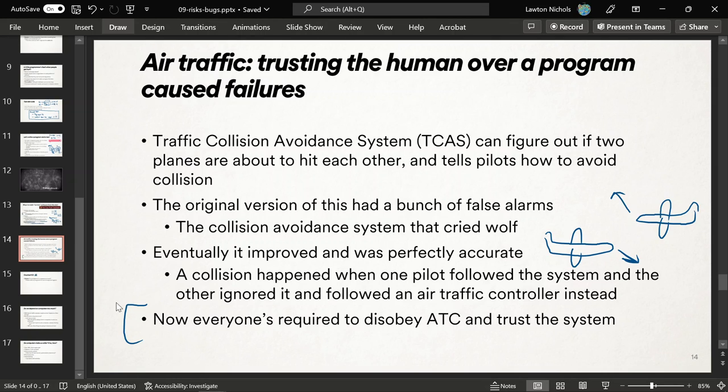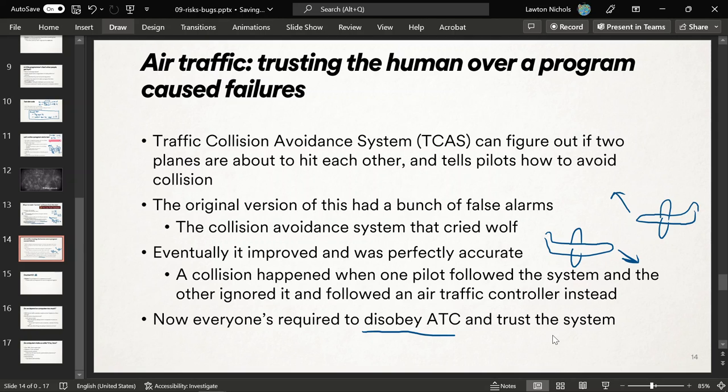But, yeah. Now, everyone who uses this thing must disobey the human. The law now is you have to disobey the air traffic controller and trust the TCAS system. It will always be correct. It will always do the right thing. And so people's lives are kind of at stake with this thing. This is a piece of software that's keeping us safe when we're flying in airplanes. Okay? It's better than the human. We have to disobey the human now.